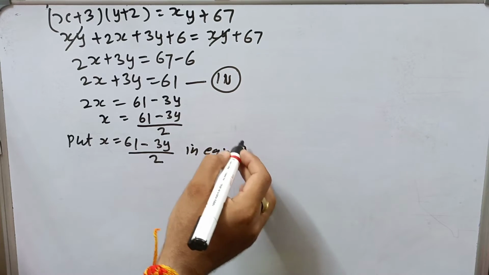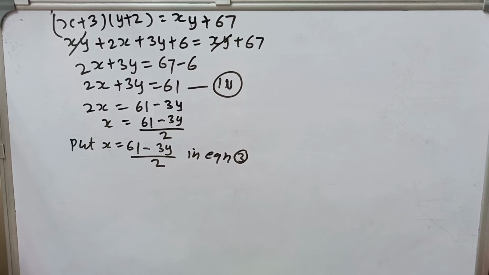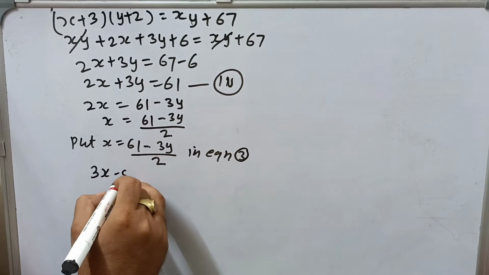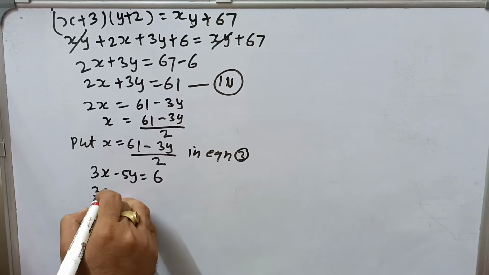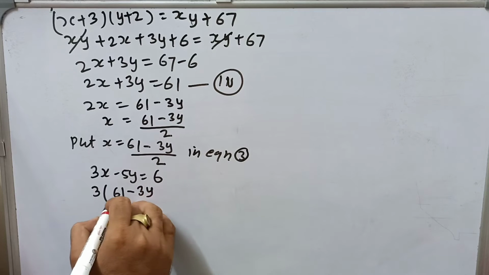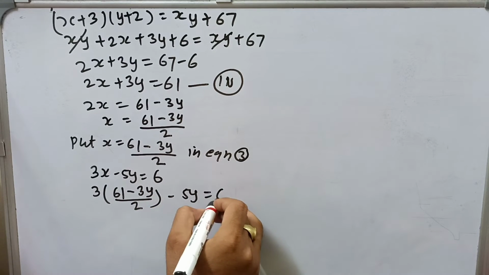Now we can put this value of x in equation 3, not 1, in equation 3. What is equation 3? Equation 3 is 3x - 5y = 6. Now if we place the value of x, it becomes 3 times (61 - 3y)/2, minus 5y, is equal to 6.